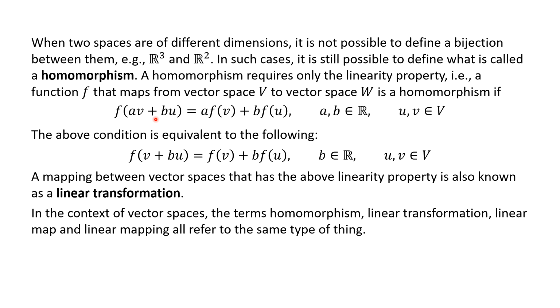In some cases, you'll see this as two separate things, where you have just removing the scalar and then just having the sum of two vectors, and then there's another way of stating it that's equivalent, where you just have f of av plus bu and it equals this, and you can show that these two are equivalent. But I'm going to go with this definition here. In the context of vector spaces, as I mentioned, homomorphisms are often referred to as linear transformations. There are some other terms that are also used. Linear map or linear mapping, you'll see that sometimes.